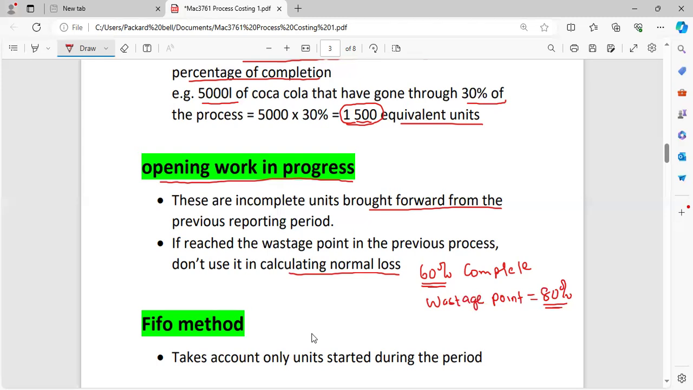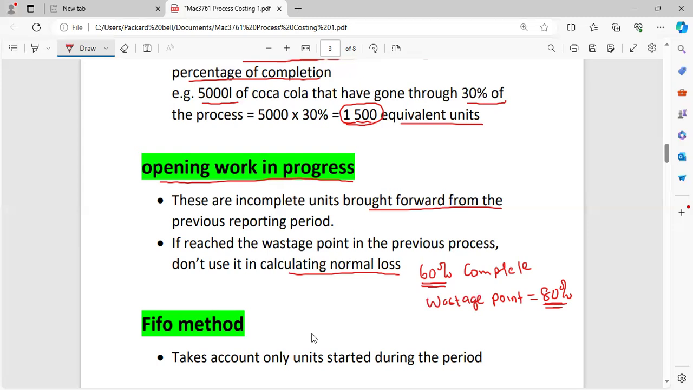So if something has not reached the inspection point, you cannot determine the loss on that particular product. So since this was 60% complete from the previous process, and the wastage point or inspection point is 80%, it means it has not gone through the normal loss calculation from the previous year. So during this current year, you are going to use it to calculate the normal loss. That's a very key area that you should look at.